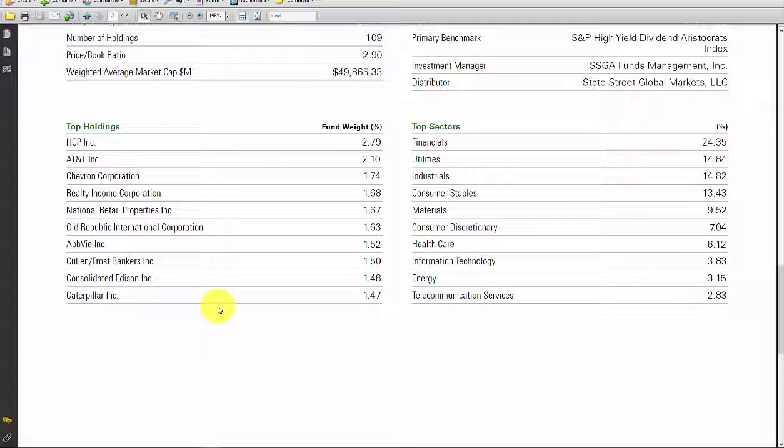And I've got the fact sheet up while we're looking at it. In the top holdings, HCP, AT&T, Chevron, there's Caterpillar, which, if anyone doesn't know, produces all the big tractors and farming equipment for mining companies, which has been going very well for the last 10 years. I'm not sure if that's slowing down. But when you look at the sectors, the financial sector is 24%. There's a good spread. There's 13-14% in consumer staples. There's 6% in healthcare. There's a good spread of mid, large and small cap companies in those sectors.